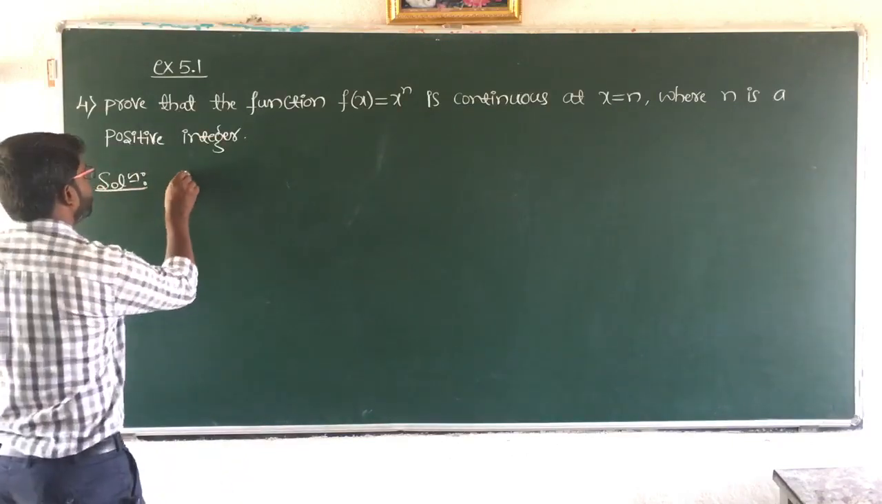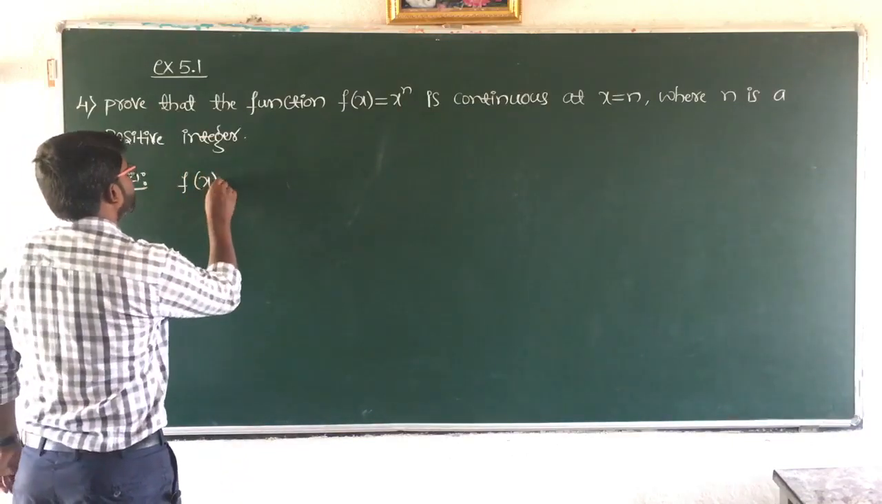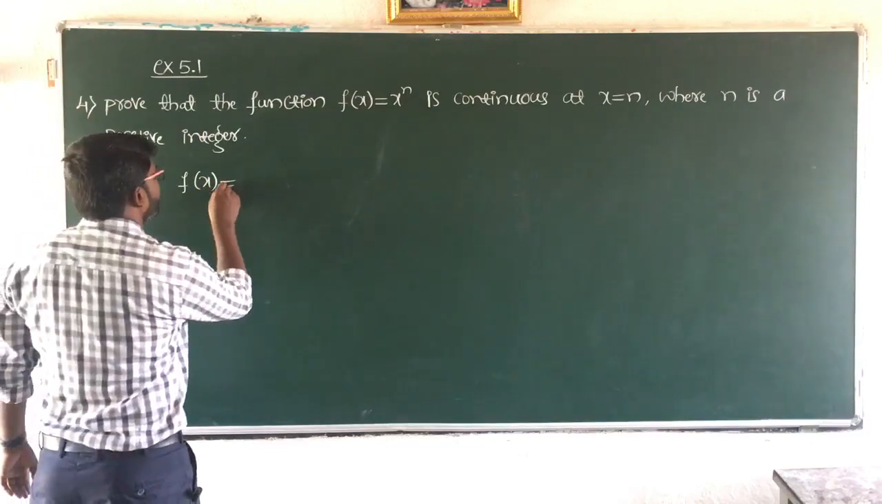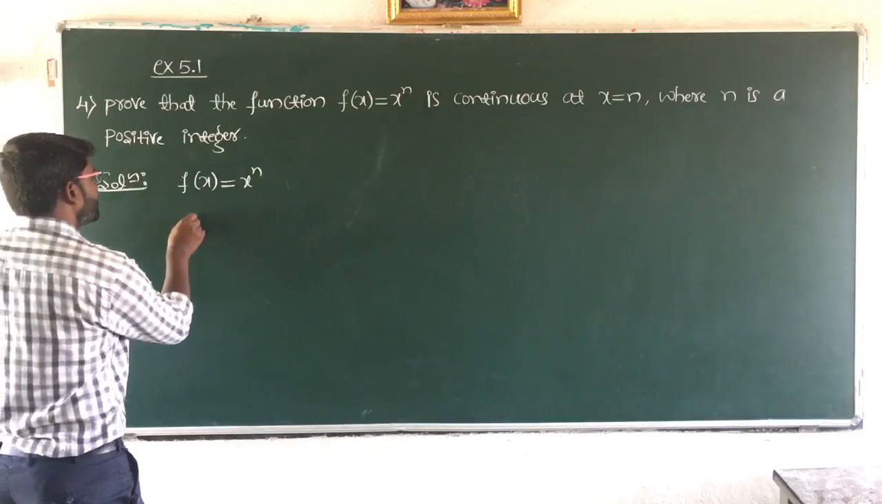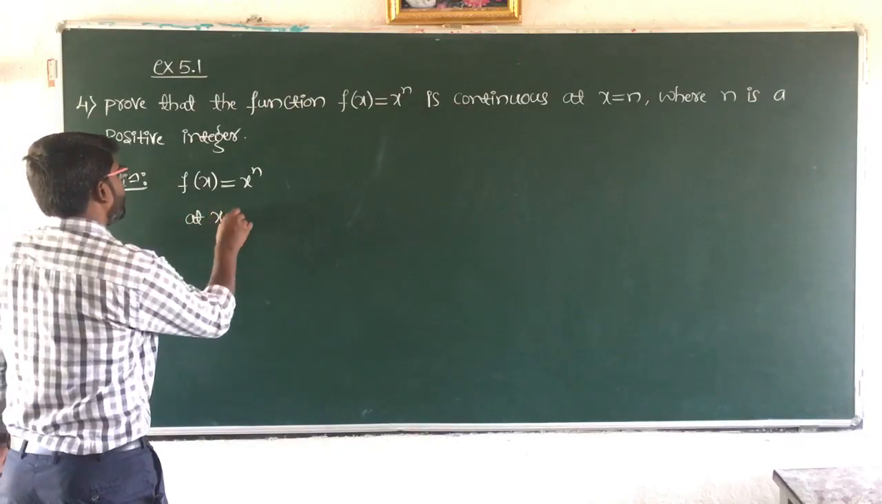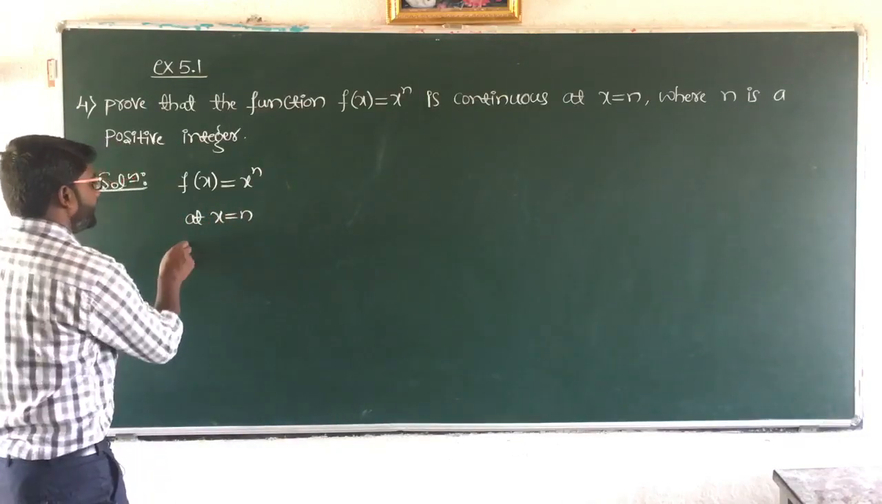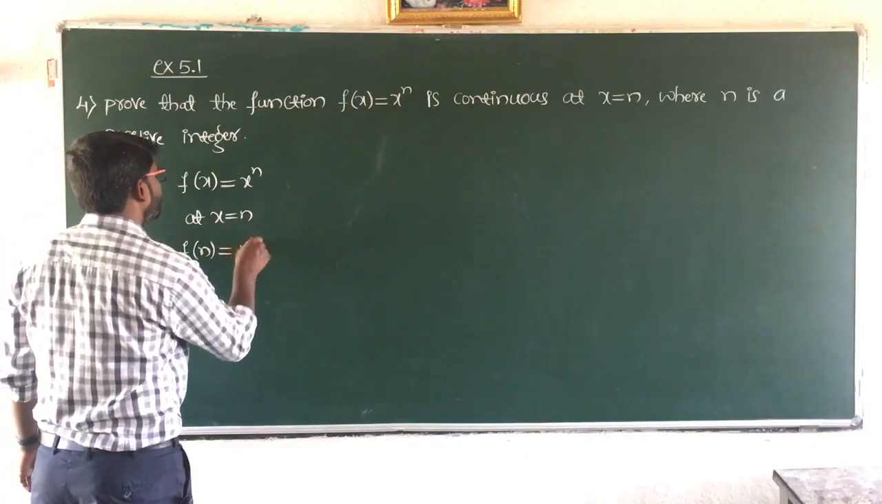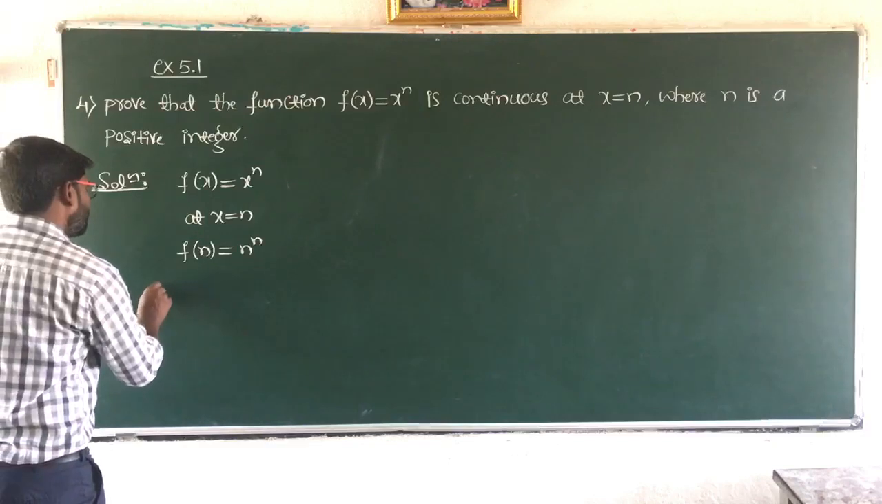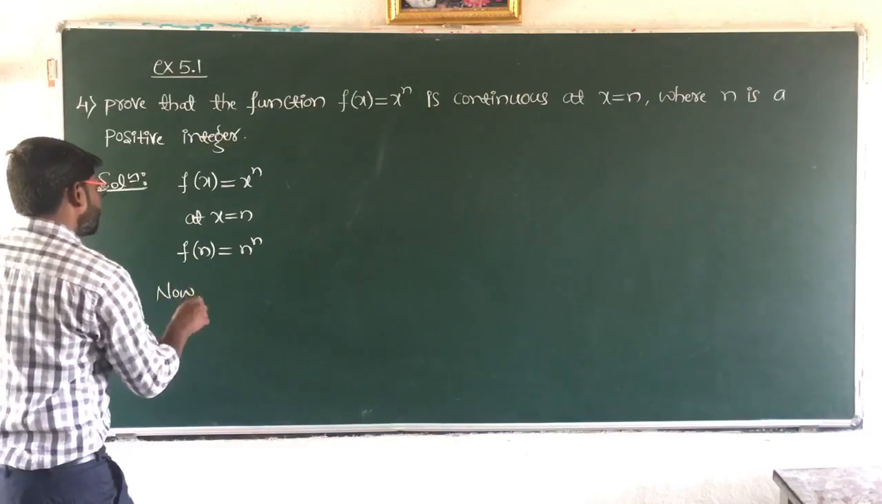So let us write the given function now. f of x is equal to x to the power n. So now at x equal to n, f of n is equal to n to the power n. So now I will go for the limit of the function.